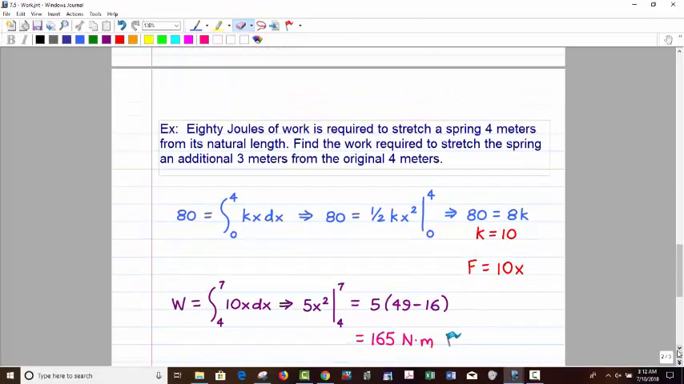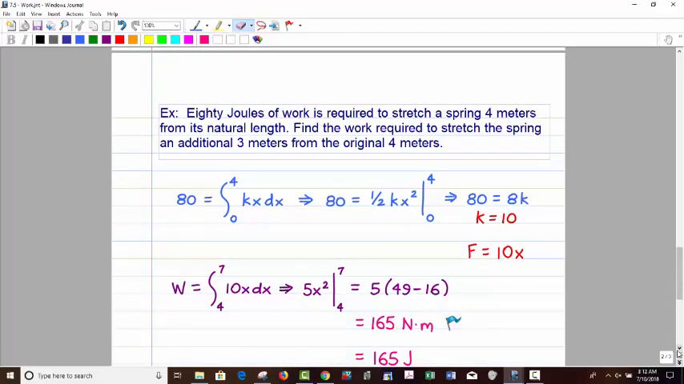All right, so this one's a little bit different. Instead of giving us the force amount and the distance amount to solve for K, they're actually giving us a work amount and enough information where we can solve for K that way. So it's just a different way to solve for K, and then we'll apply it to a work in the next statement.